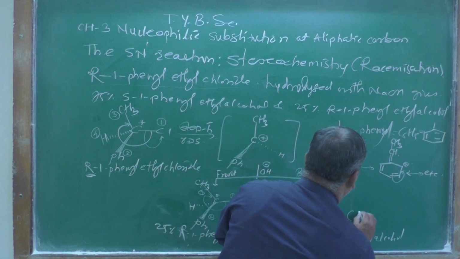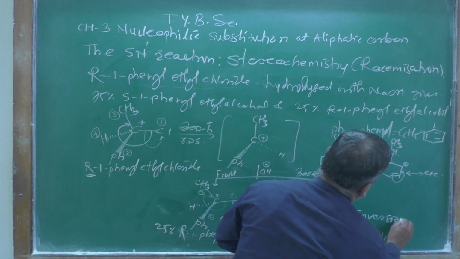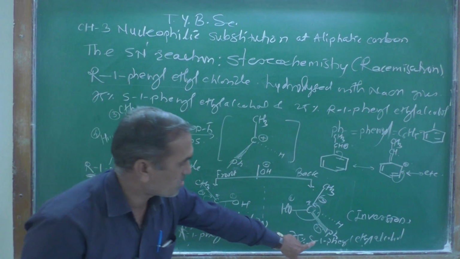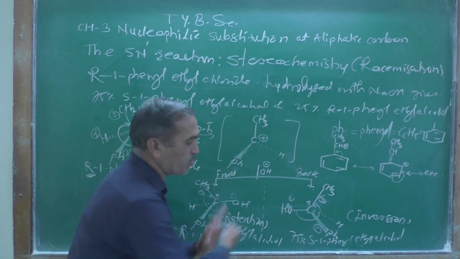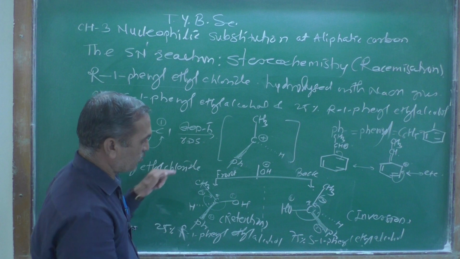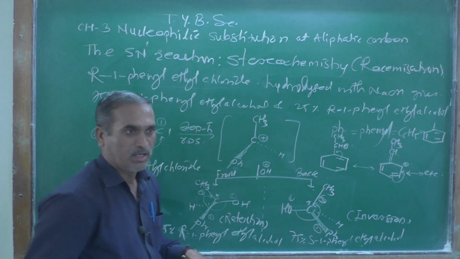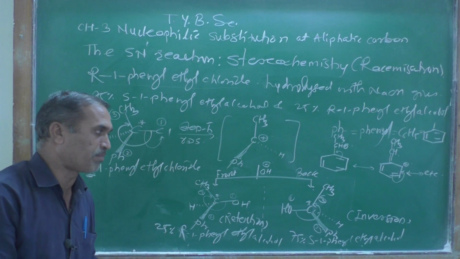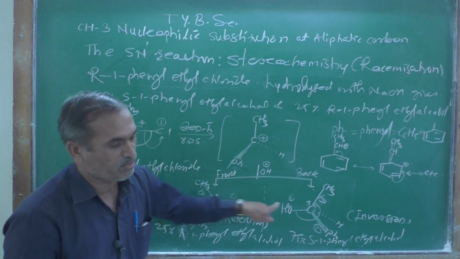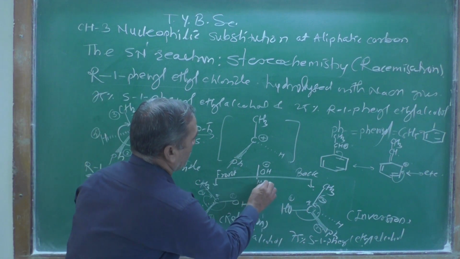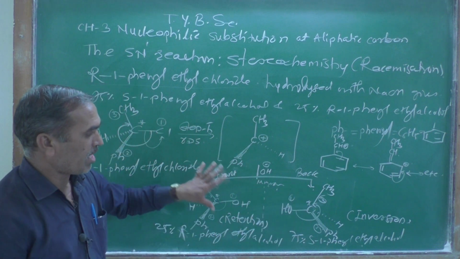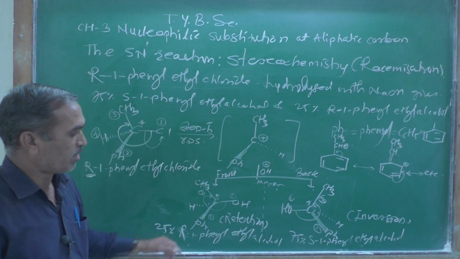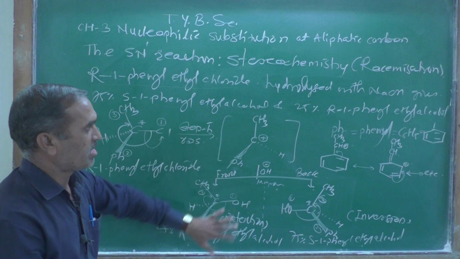This type of thing is called inversion, right? One we are getting as R configuration and the other as S configuration, and they are enantiomers of each other. One is rotating to the right hand side, one is rotating in the anti-clockwise manner. The optical rotations are different, therefore they are enantiomers of each other. This is a mirror we are putting here. 75 minus 25 you will get 50% racemization.